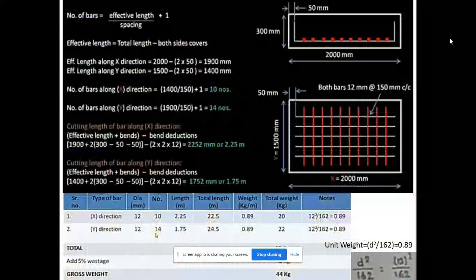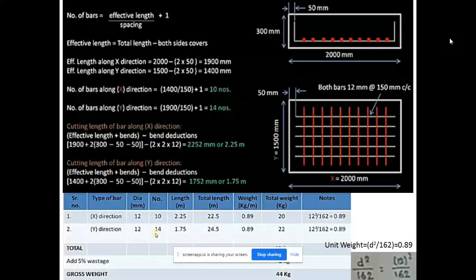Followed by this is the bar bending schedule for it, assuming that the dimensions of this kind of machine is 2000 mm. That means 2 meters in the x-axis and 1.5 meters in the y-axis. The total weight, or the total amount of material required for it, is also calculated over here.